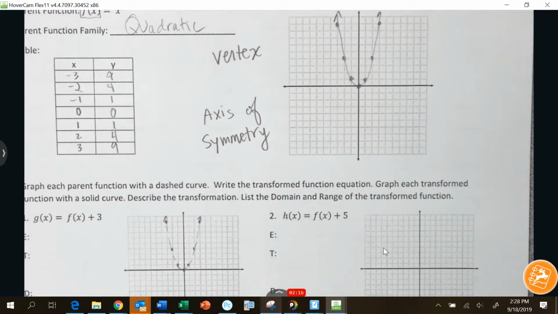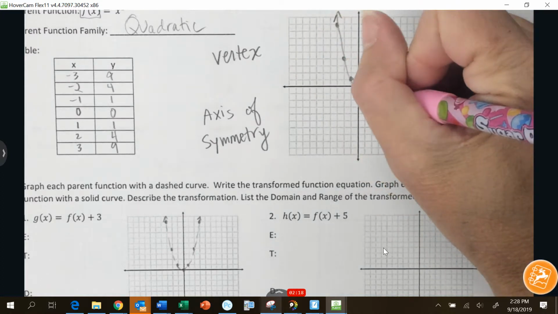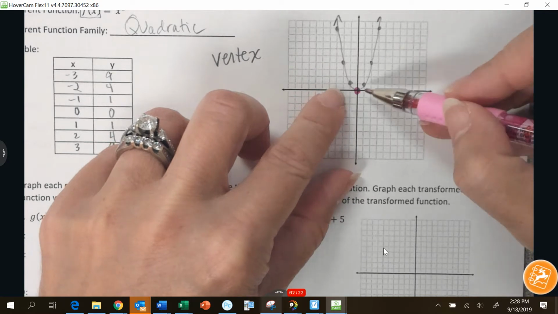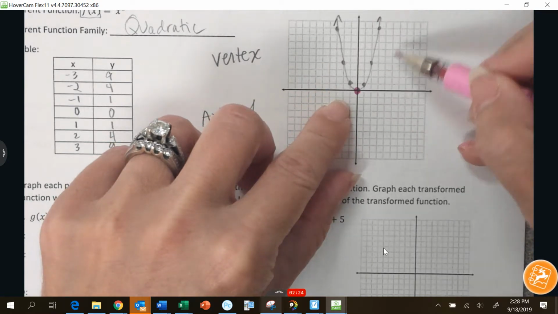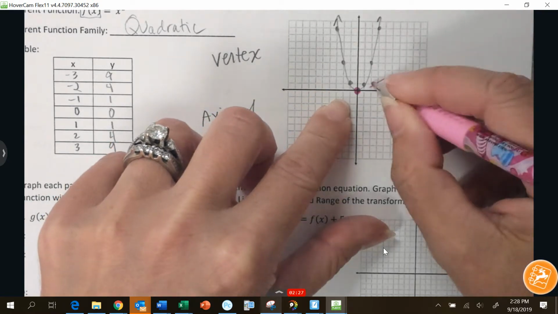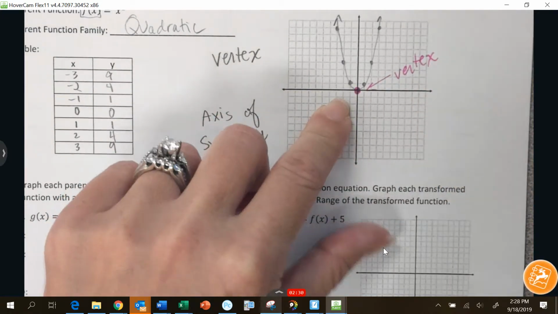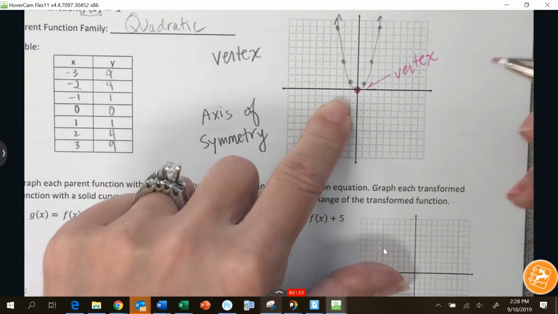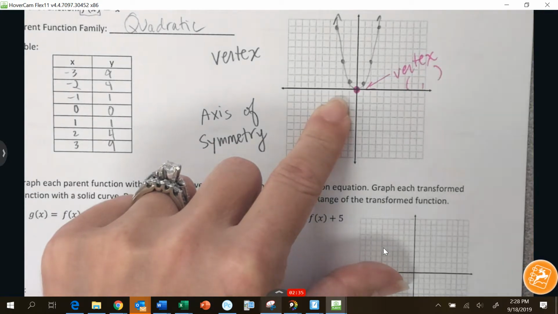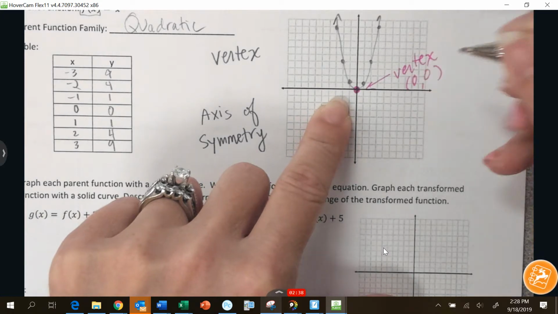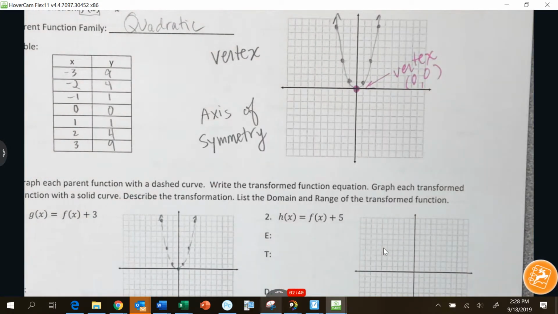So the vertex is this point that's sitting at the very minimum of the graph. It's that bottom point. That's the vertex. And for my parent function, what is my vertex? What ordered pair? 0, 0. So what I'm asking for when I ask for the vertex is going to be the bottom point.